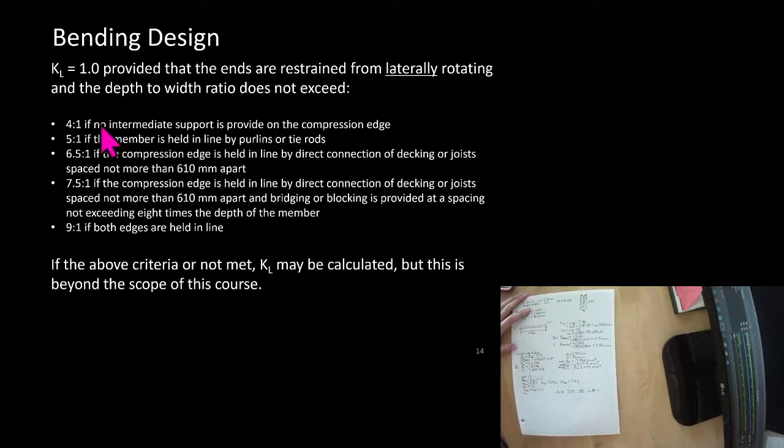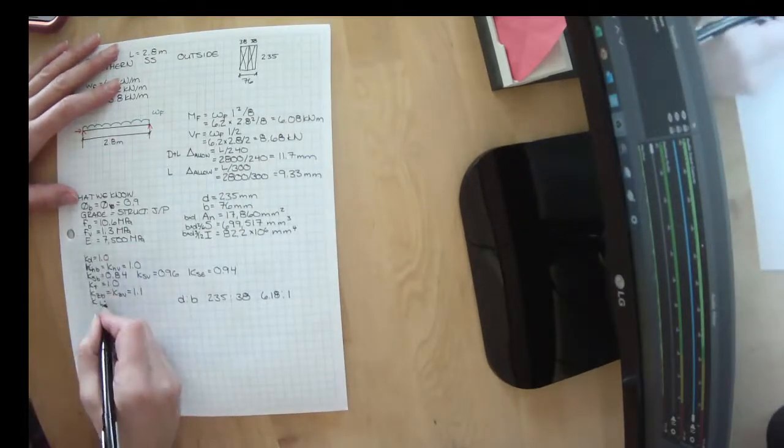So let's go back and look at our criteria here. Well, we don't meet the first one or the second one. We are less than 6.5, so if we can meet this criteria, we get to use a KL of 1: if the compression edge is held in line by direct connection of decking or joists. Well, this is a beam picking up deck or joists. We know it's outside, picking up either deck or joist. Something would have to be there on the top chord of it, and it would be pretty normal to be able to meet this criteria. I would be telling you something weird if we were well beyond these criteria. I'm telling you that we pretty much always have a KL of 1, but we're just double checking. It's a deck, so we're going to have something sitting on top of that element. So it does look like we will be able to have a KL of 1.